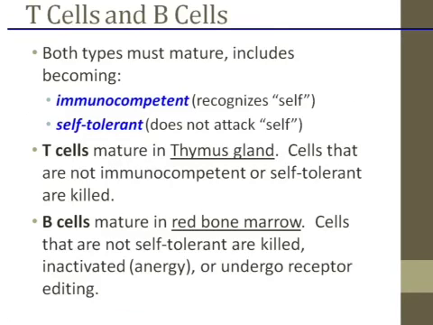If, in case it does start to mount an attack on a normal cell, other white blood cells around it, other T cells around it, will notice, hey, he's not following the rules. Let's get him. And that's what happens. Another cell will come by and put a little protein on its cell surface, tagging it for death.